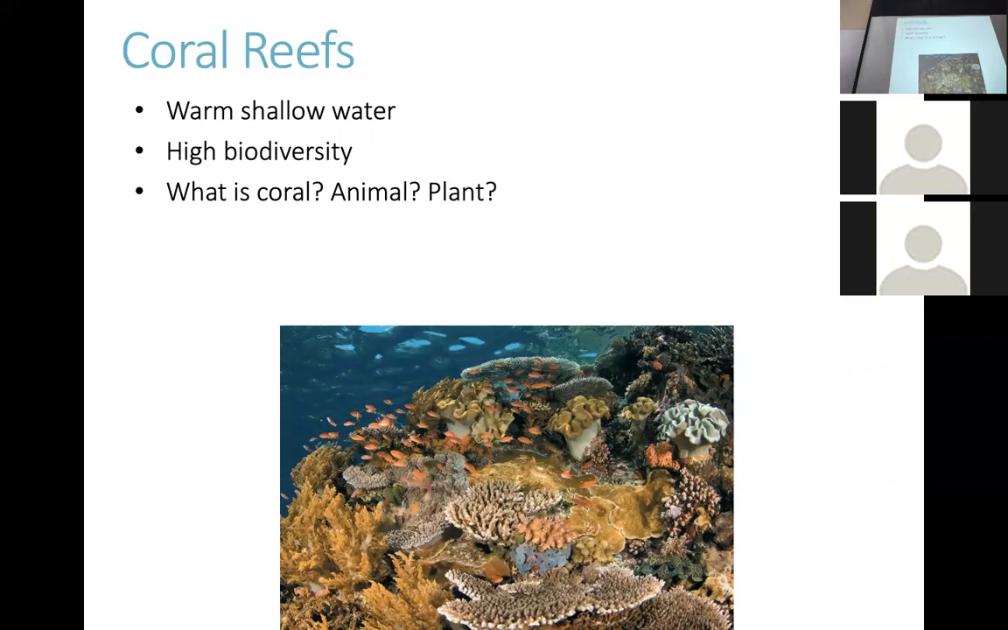So Cnidaria, they are animals, and they are symbiotic with algae. There's an algae that grows with them. The algae provides nutrition via photosynthesis. And then the coral animal basically provides a structure for the algae to grow on.